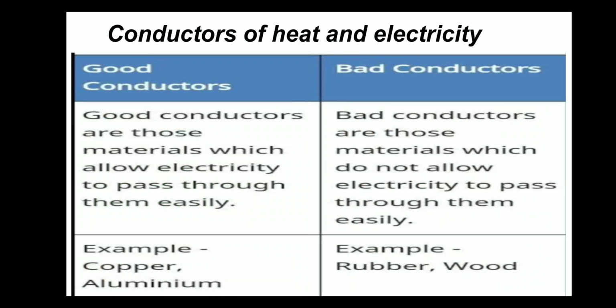While bad conductors are those materials which do not allow electricity to pass through them easily. Example, rubber, wood. Okay, so you have learned every material has certain properties, isn't it? So I hope that you are clear with the properties.